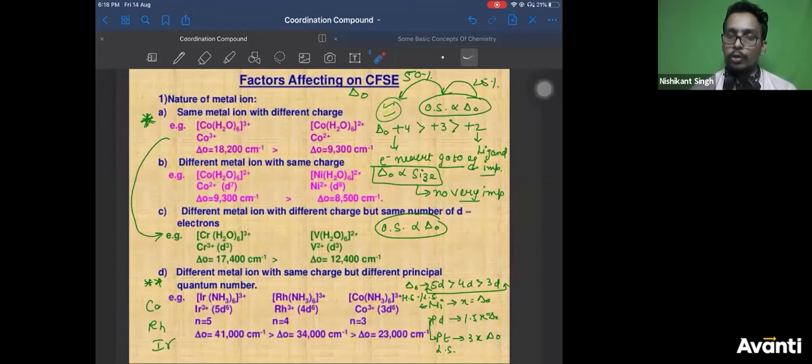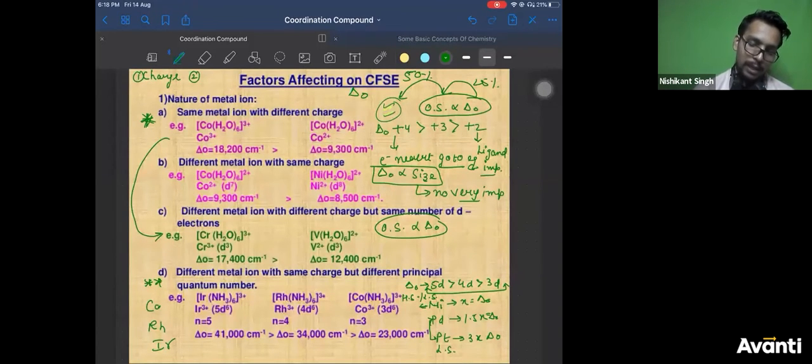So in which order should you apply these factors? First factor is charge. In fact, not charge. I would say the first factor is this point: principal quantum number n. Second factor is your charge. And third factor is your ligand. This is the order in which you have to apply these factors.